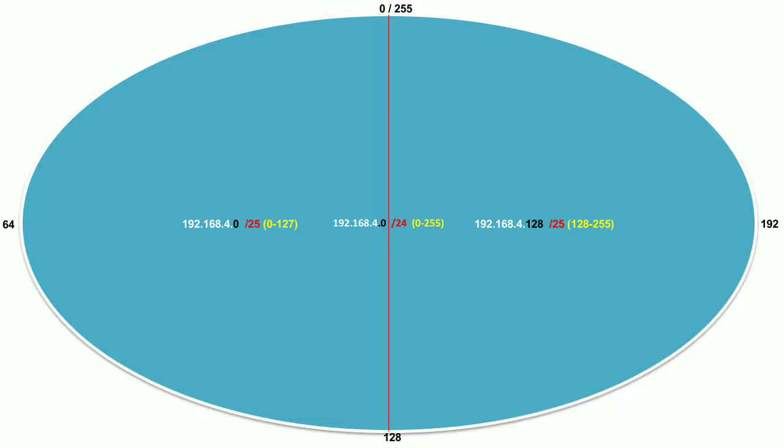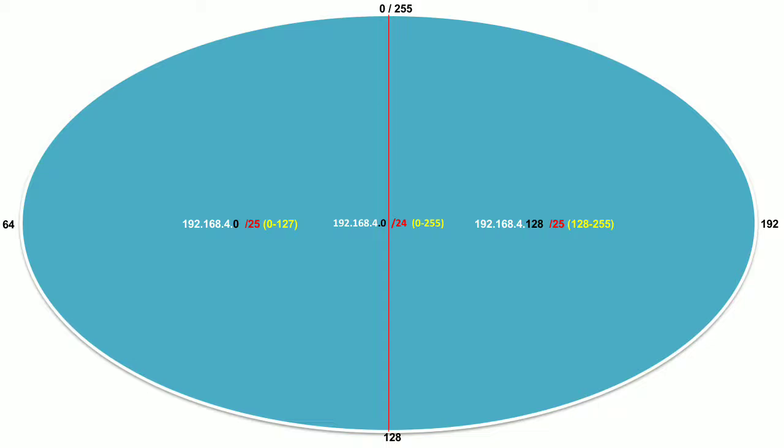So the first network would have the network ID of 4.0, and the broadcast IP would be 4.127, and the second subnet would contain the network ID or the subnet ID of 4.128. That would be the first IP address of this network, and the last IP address, that is 4.255, would be the broadcast IP of this subnet.